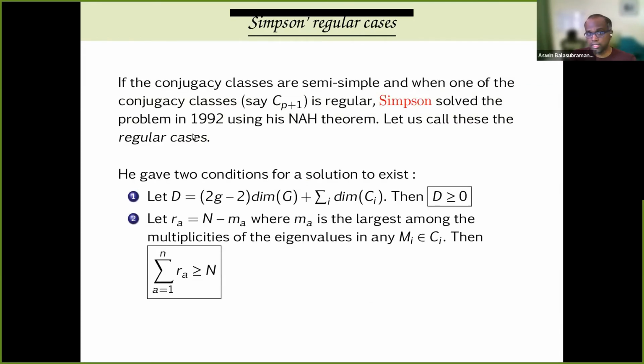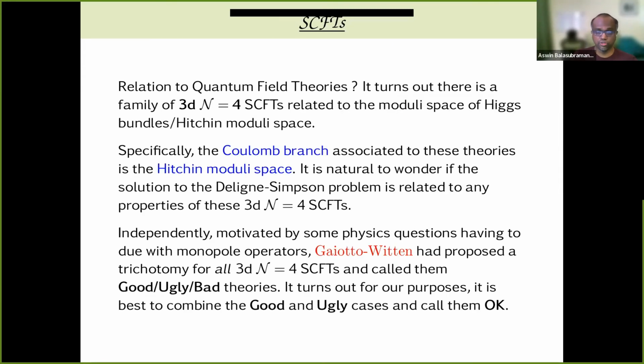So what Simpson did in 1992, which is pretty recent considering the history of this problem, is he used this non-abelian Hodge setup, which is the columns I showed you on the previous slide, and he gave a solution to a particular case of this Deligne-Simpson problem. He assumed that one of the conjugacy classes is regular, and in this particular case, he wrote out some necessary and sufficient conditions. I'm not going to explain them to you, but they exist, and this was known in the literature.